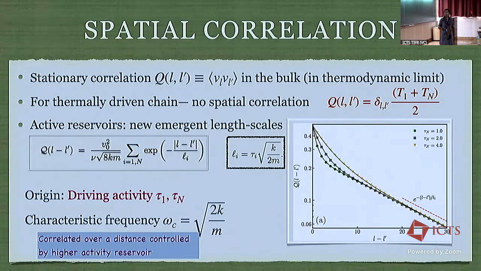So this is our first clue that the activity drive is really doing something different to the system. It's generating a finite correlation length. The velocities are being correlated over a distance which is proportional to the larger activity.